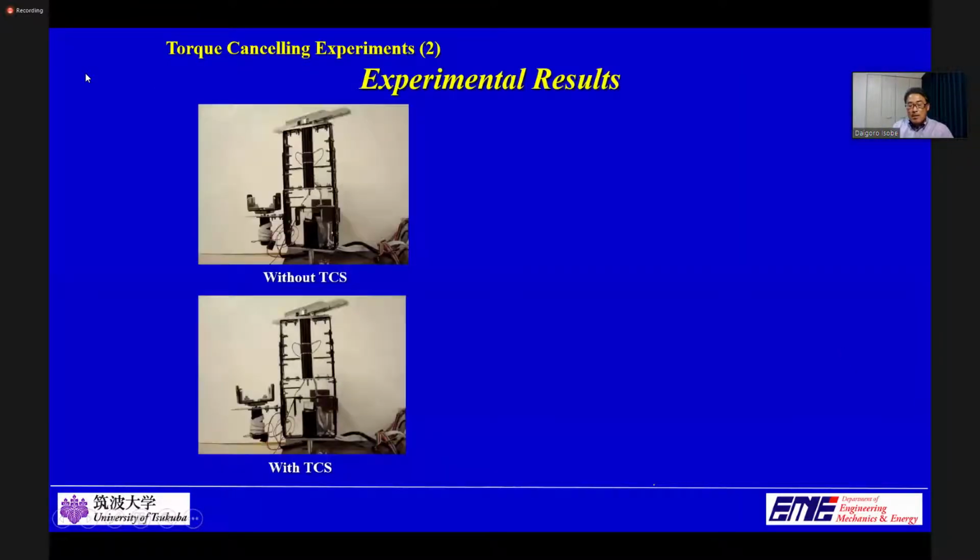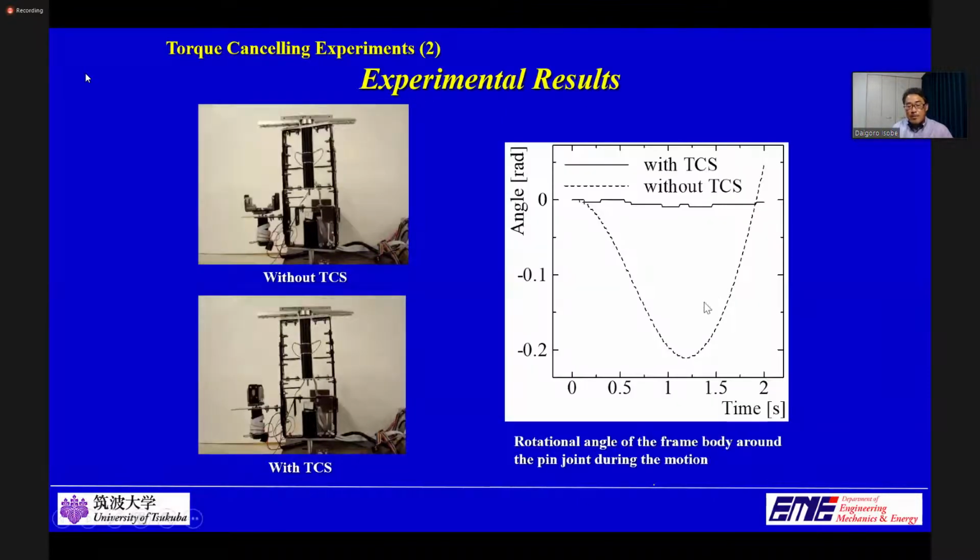Now it can be confirmed from these movies and this figure that also in this case, the mechanical sway on the pin joint is successfully suppressed to a minimum amount by activating the TCS mounted in the offset position.